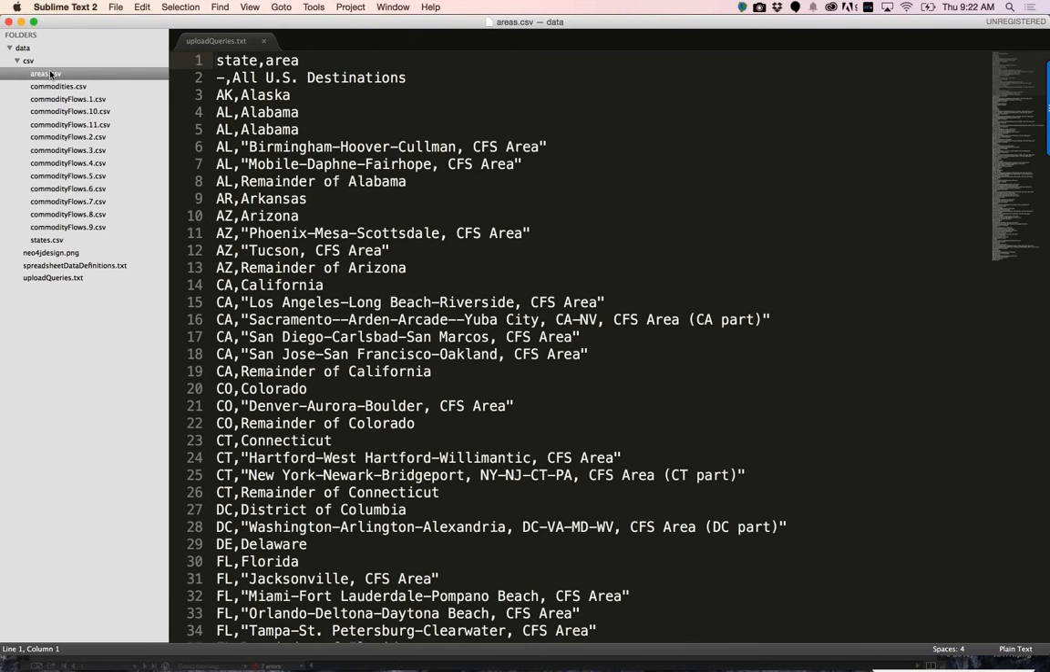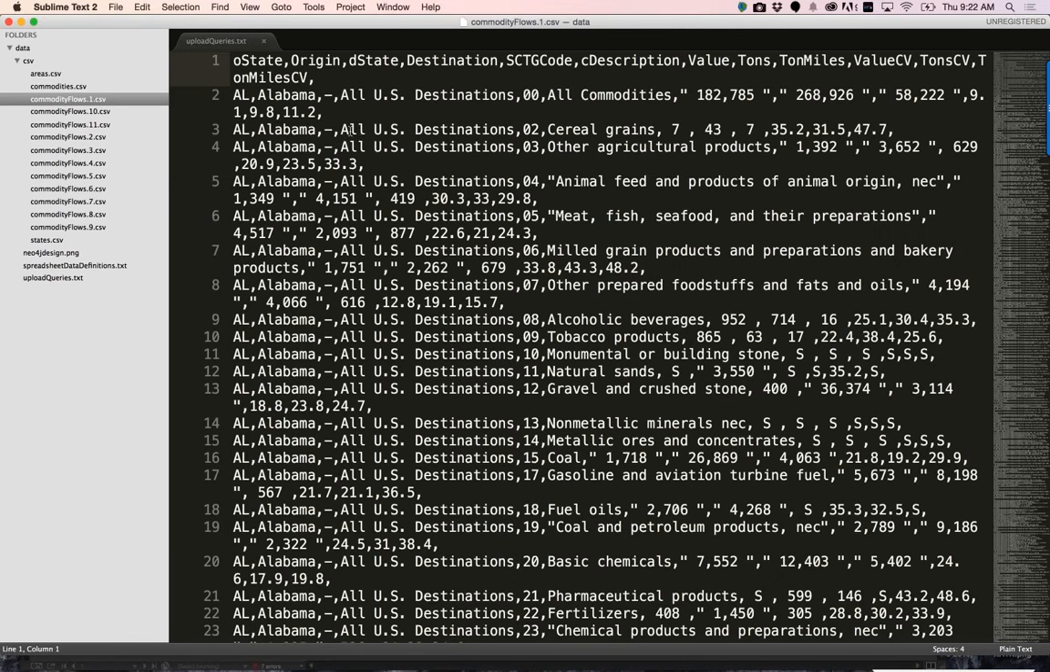nodes within Neo4j. Then they have state objects, and then they have areas, and you'll see here that there are multiple areas per state. So if you're in Alabama here, we have the general Alabama area, as well as some other metropolitan areas for different parts of Alabama. And then we have the commodities, as we showed you, and then commodities flows, which basically expresses how the commodity flows between these different areas and how much tonnage and things like that flow between these areas of these commodities. So very simple data expressed as a CSV, and then they wrote some Cypher queries.